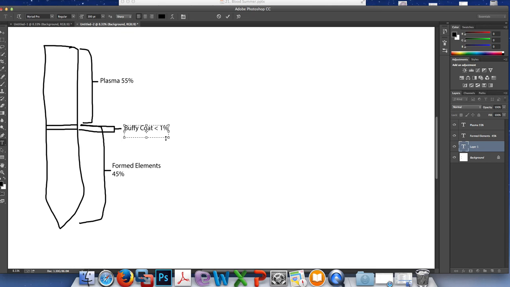Included in the buffy coat are our leukocytes and our platelets. The other 44% of our formed elements, so all of this here, are erythrocytes.